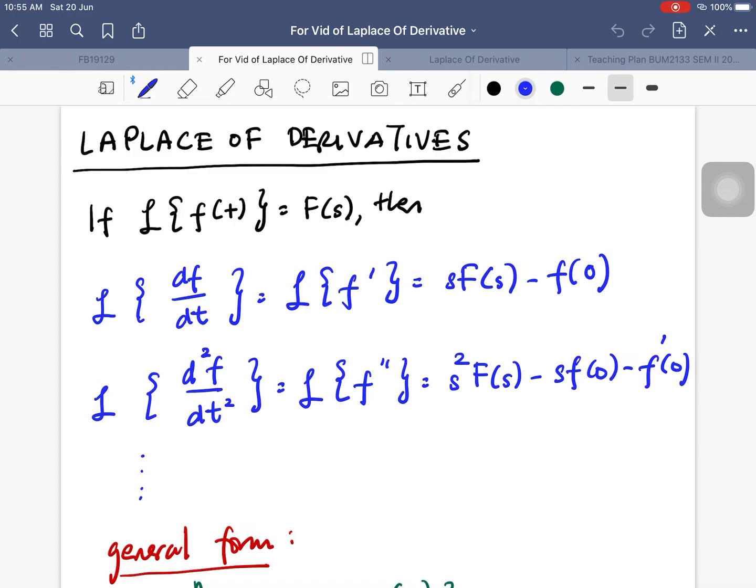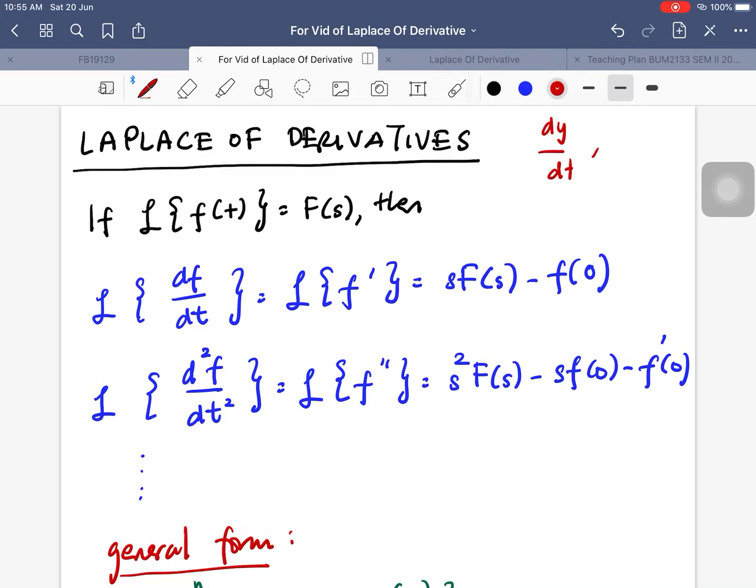Today we're going to discuss the last subtopic for Laplace transform, which is the Laplace of derivatives. Similarly to the idea that Laplace of integral is used when you want to Laplace something that involves integration, Laplace of derivatives is used when you want to Laplace something that involves derivatives. For example, if you have something like dy over dt and you want to Laplace transform that, this is going to be the formula that you want to use.